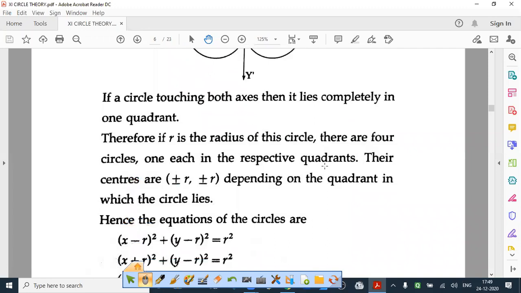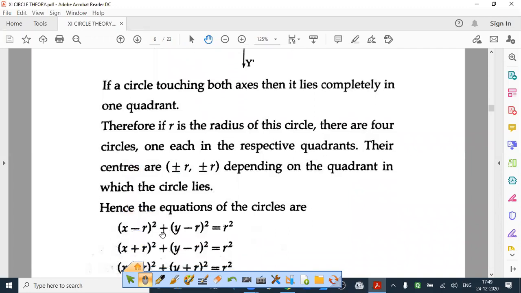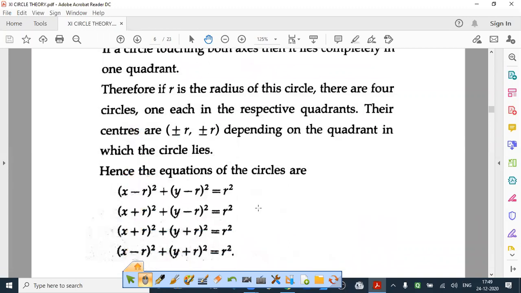Hence, what are the equations of these circles? First quadrant: (x minus r) square plus (y minus r) square equal to r square, and so on. You need not remember this. Okay. But there are 4 possibilities.